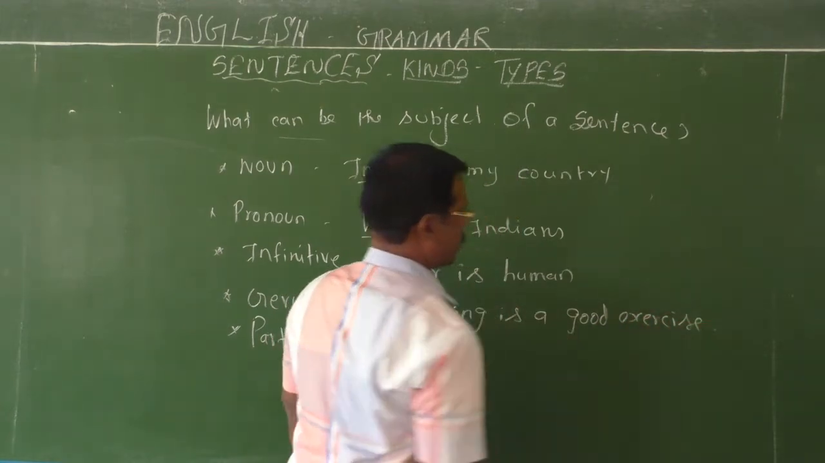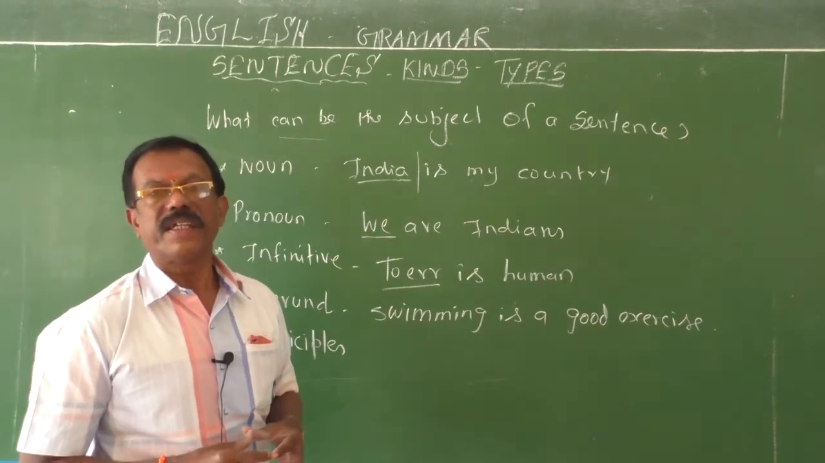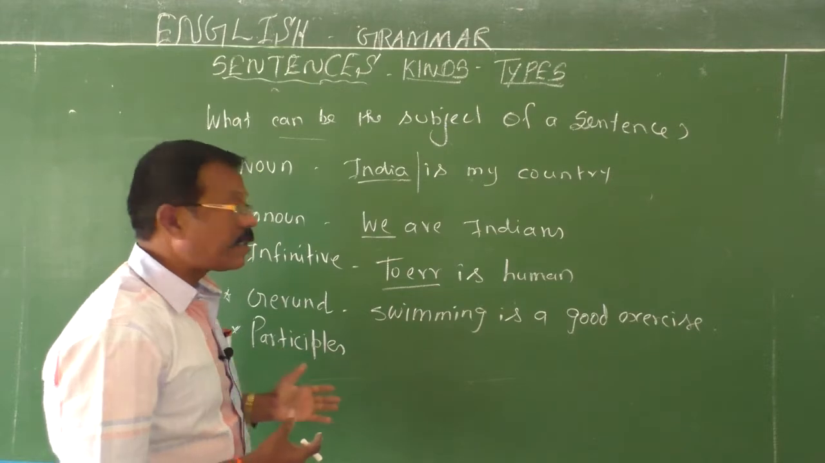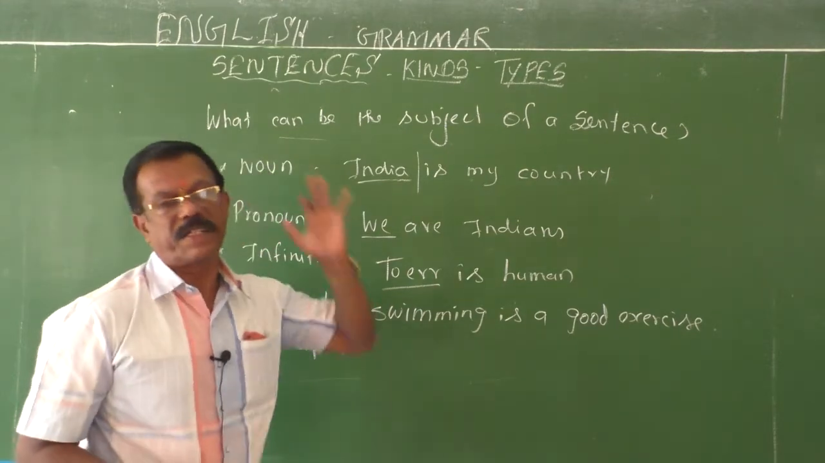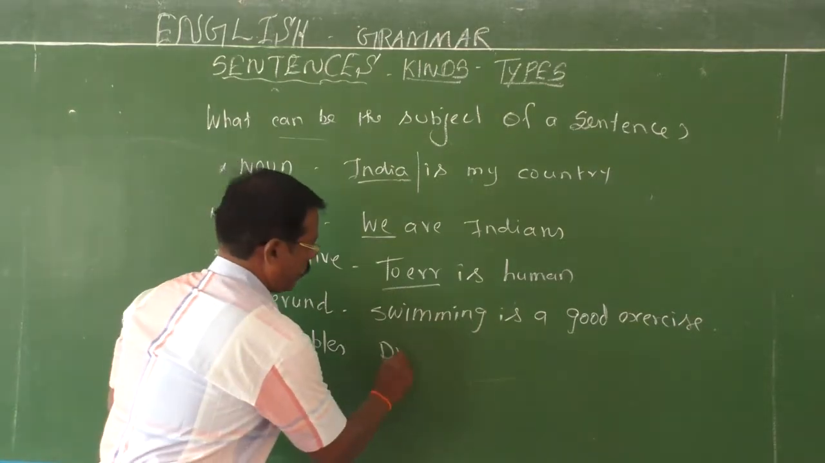Swimming is a good exercise. In this sentence, swimming is a gerund. It is a subject of a sentence. Sometimes participles can also be the subject of a sentence. For example, drowning man cried for help.